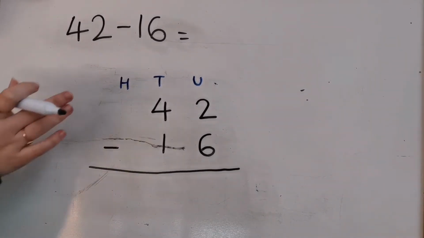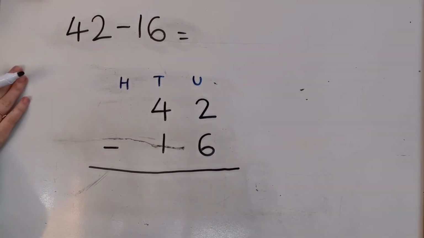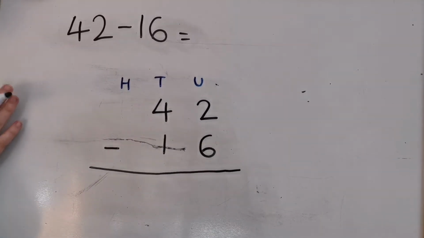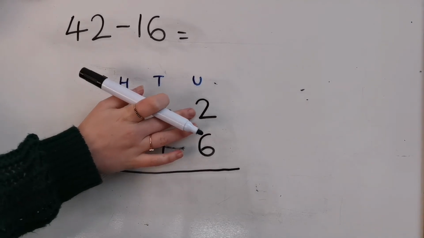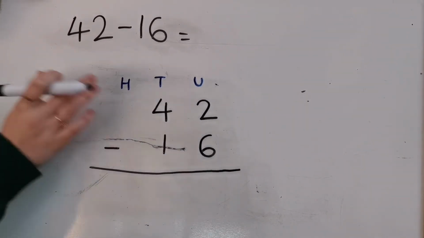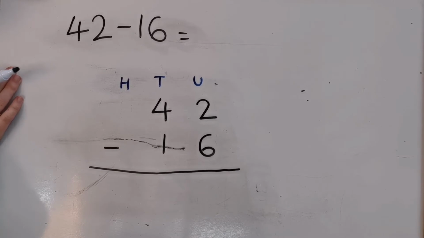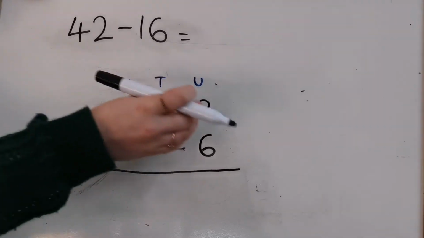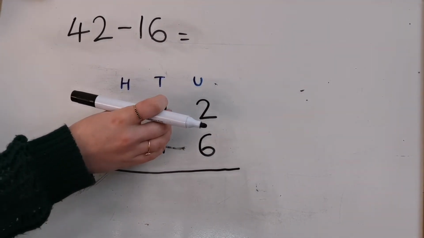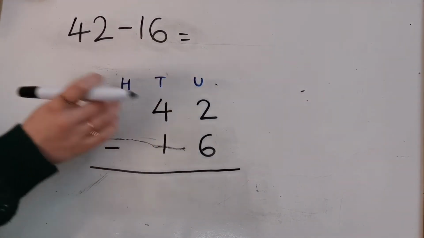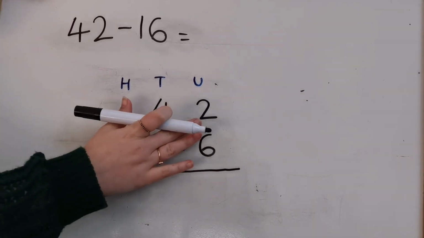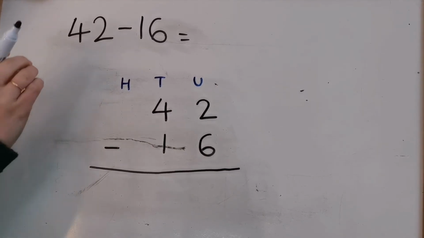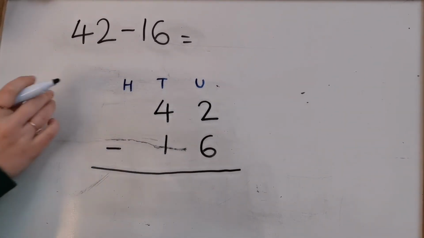The tricky part now is when we look to our units column, because we have the sum 2 take away 6. Now I don't have enough units in my top number to be able to take away my bottom number. So what I need to do now is regroup. The way I'm going to do that is I'm going to look into the next column to the left. So that would be my tens column. Okay, I do not have enough units. So what I'm going to do is I'm going to borrow a 10 from this column.